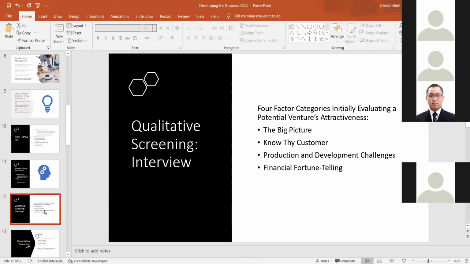We try to look at the production and development challenges that we may face, as well as the financial side, whether we are going to generate enough cash flows, sustainable profit, and also manage the costs. So these are the 4 factors we initially screen by interviewing people. Whom are you going to interview? Possibly the owners of similar businesses that have been very successful and sustained in the market. We interview the owners and managers, get feedback, and try to screen these 4 important areas that make a venture attractive.